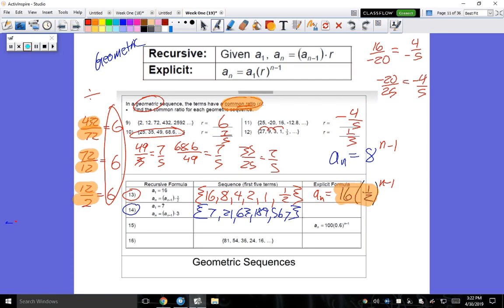All right. Evelyn, let's go with number 14. A sub n equals? 7 times 3 to the power of... Perfect. Okay. Now, Megan, let's list out the first 5 on number 15. What do you have? 100. Okay, 100. Keep going. And you can use your calculator if you want.